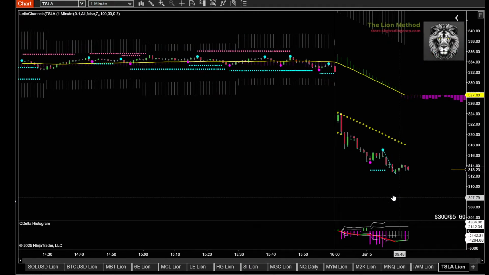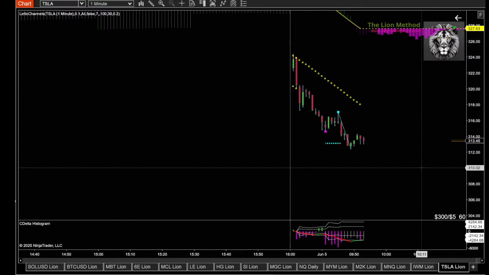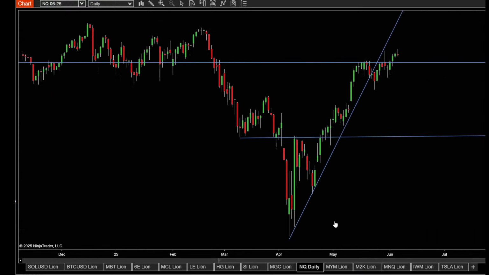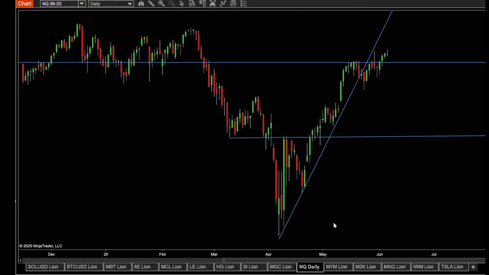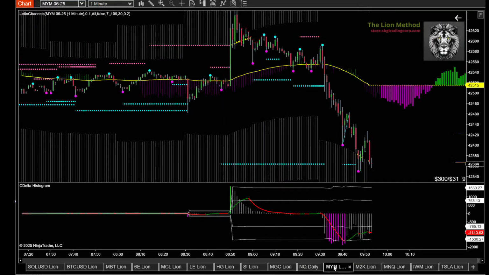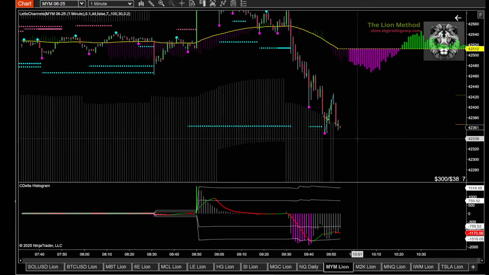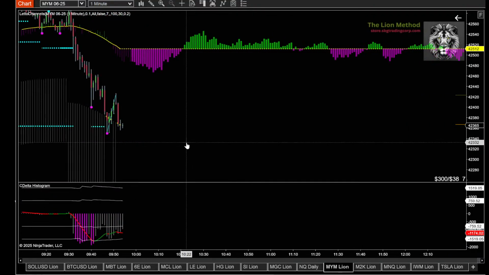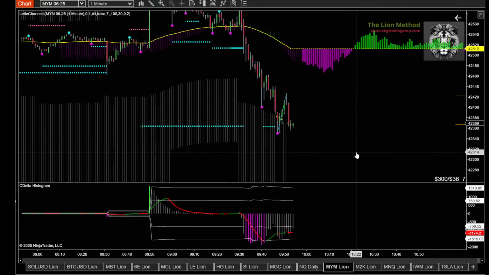I like to watch Elon's mess, but I'm up for anything. Here's a daily chart of the NASDAQ, just some simple trend lines. Okay, mini Dow. We just hit oversold in the mini Dow, so we probably get a buy level here in a bar or two. And you can see the tendency histogram is up.